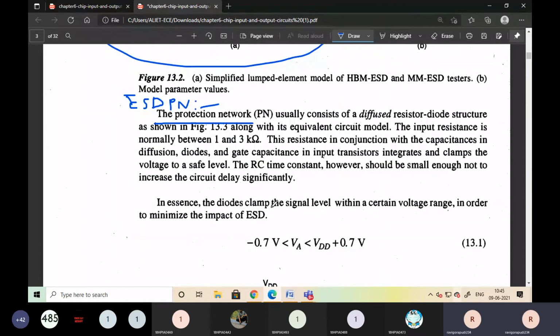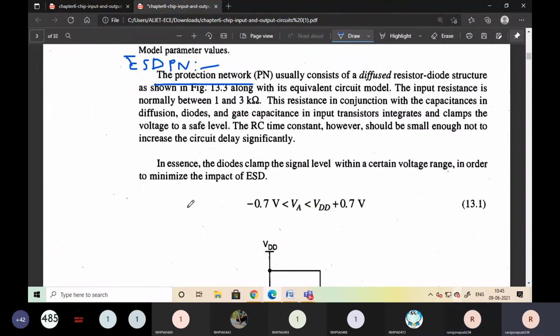Okay, then ESD protection network. Protection network. PN, protection network.